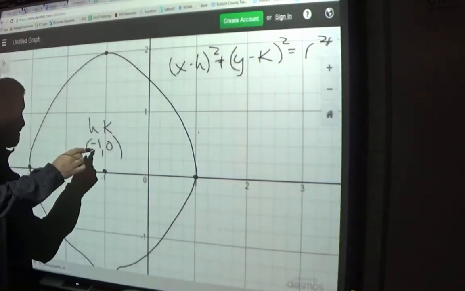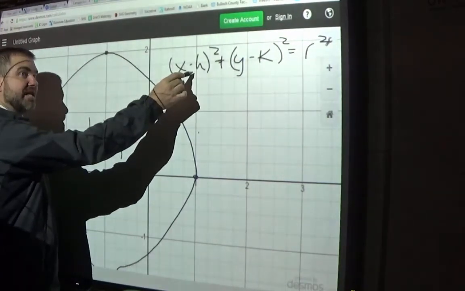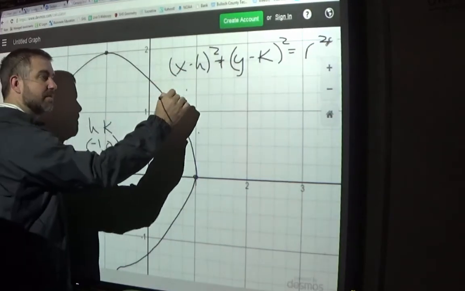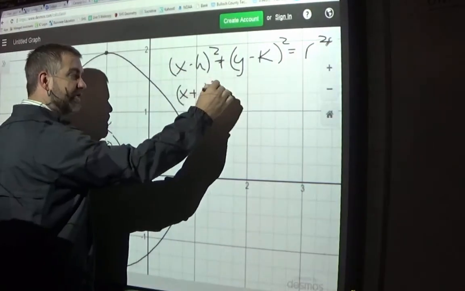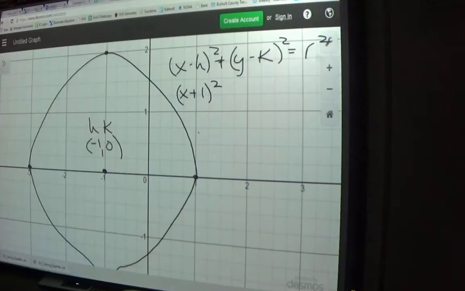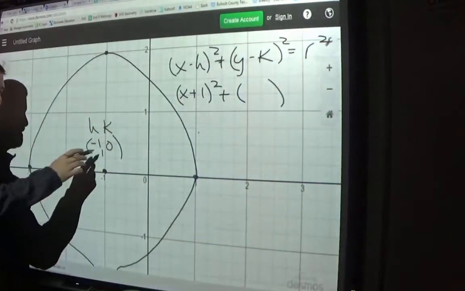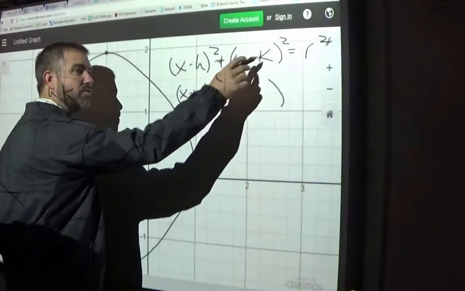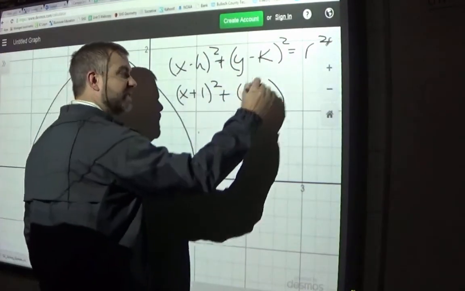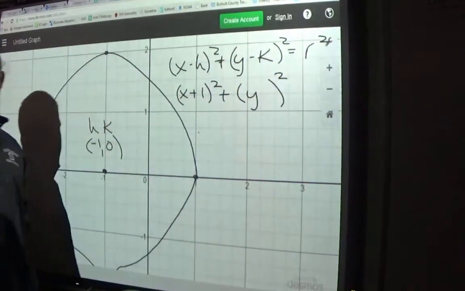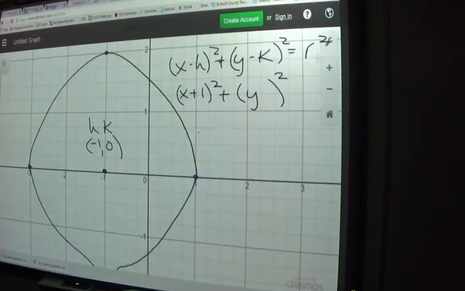When I take negative 1 and I do the opposite of it, what does this become? X plus 1 squared. If you didn't put plus 1, it's wrong, because you got to do the opposite. What always goes in the middle? Plus. All right, what about this one? When I take 0 and I put it right there, what do I get? I just get y squared. Technically I get y plus 0, but is there any reason to put y plus 0? Nope.